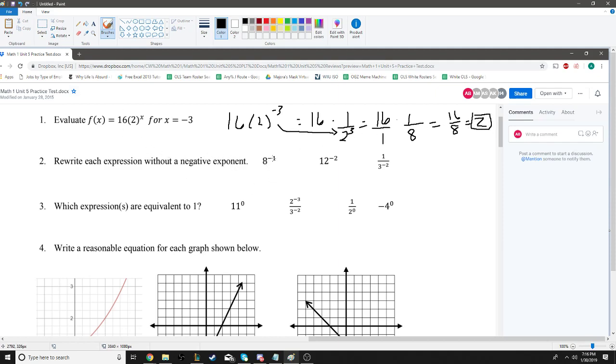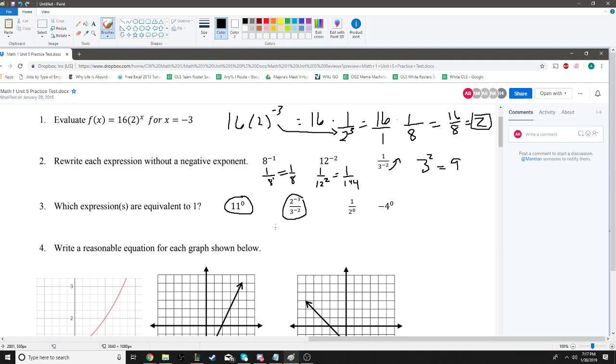For this one, if the exponent's negative, you drop it. That's 1 over 8 to the first power, which is just 1 over 8. This would be 1 over 12 to the negative 2 power, or to the 2 power. And 12 to the second power is 144. And since the exponent's already negative, you're going to move it back up. So this becomes 3 to the second power, which is just 9.